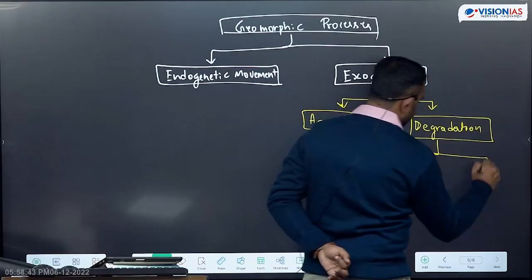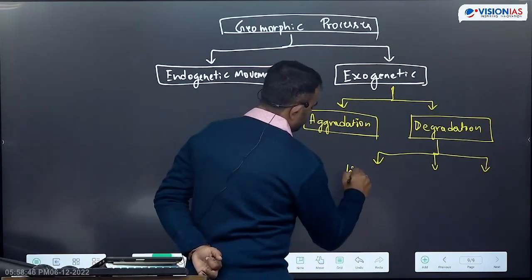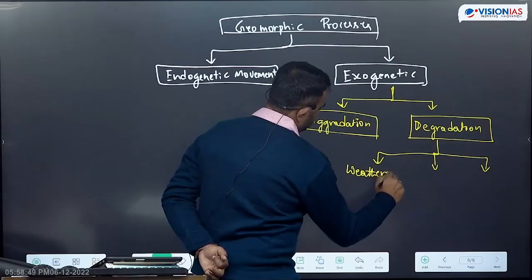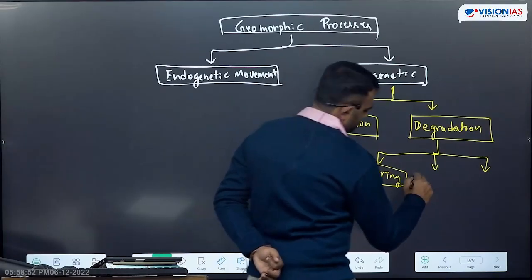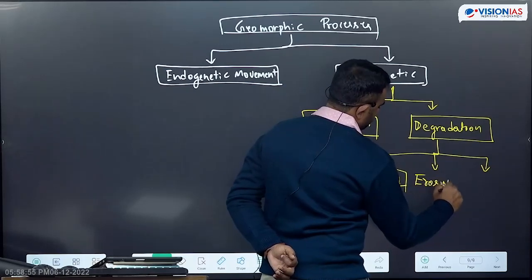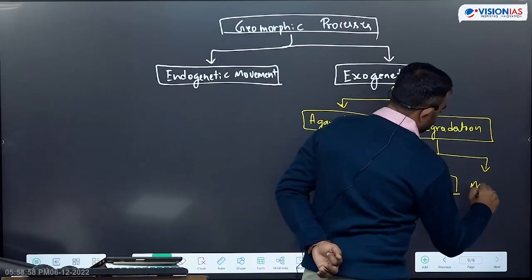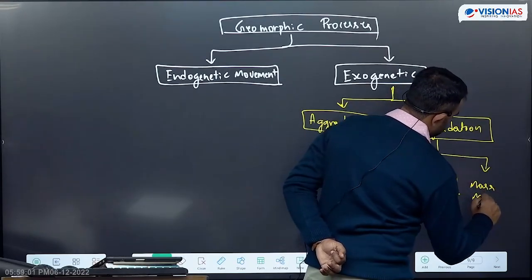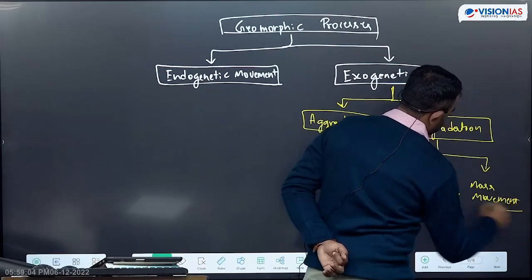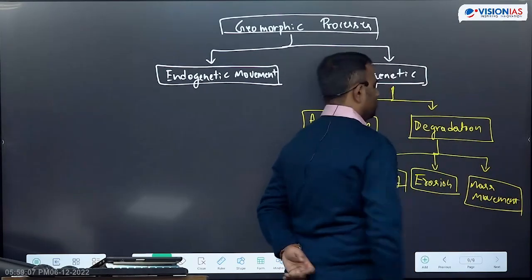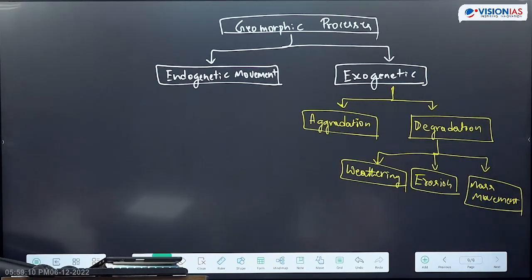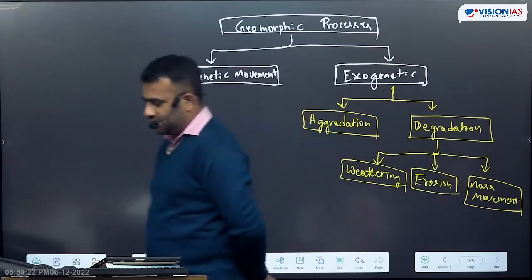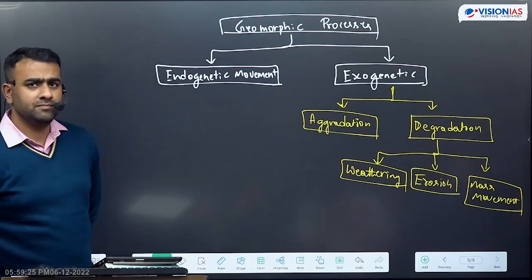Degradation is of three types: weathering, erosion, mass movement. Weathering, erosion and mass movement. सारा अलग अलग है. लगता है कि सेम ही है बट सब अलग अलग है. Weathering, erosion and mass movement.